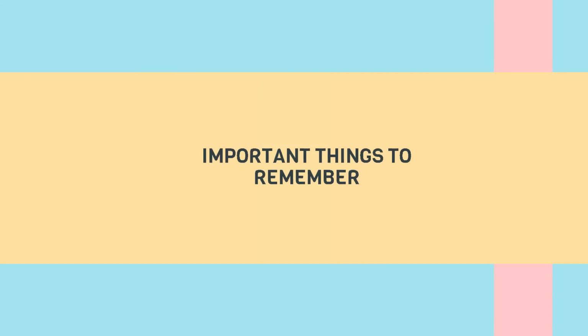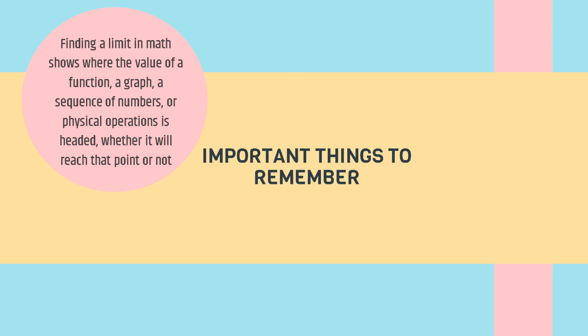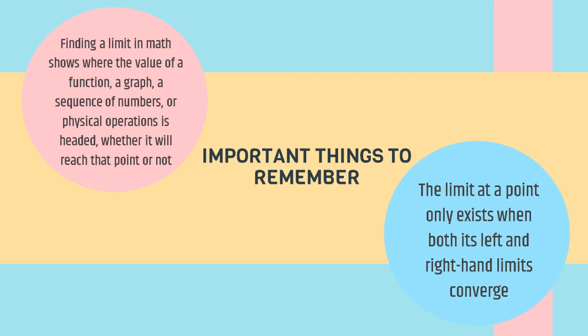Just a quick recap. The most important things that we must remember from this video are these. First, finding a limit in math under any circumstance shows where the value of a function, a graph, a sequence of numbers, or even physical operations is headed, whether it will reach that point or not. And lastly, the limit at a point only exists when both its left and right-hand limits converge.